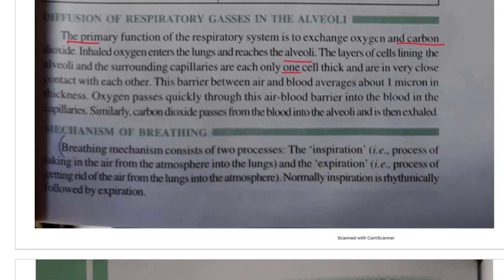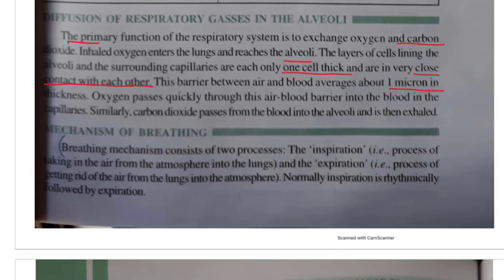The layers of the cells lining the alveoli and the surrounding capillaries are each only one cell thick. If you see the alveolar cell lining, you will find its thickness is only one cell thick and they are in very close contact with each other. So blood capillaries and alveolar cells are very close to each other. This barrier between the air and the blood averages about 1 micron.